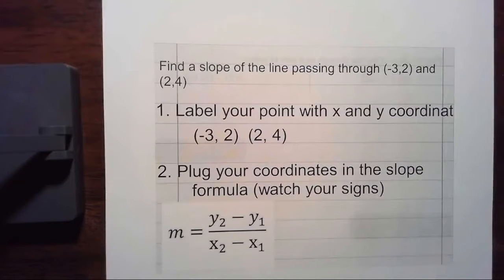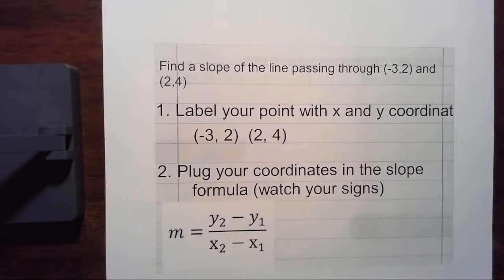Okay, welcome back. This time we'll talk about how to find the slope when I only see points and I don't have a graph. So our question is, find the slope of the line passing through points (-3, 2) and (2, 4). This was on our board yesterday. If you don't have it, it's a good time to write those notes right now.